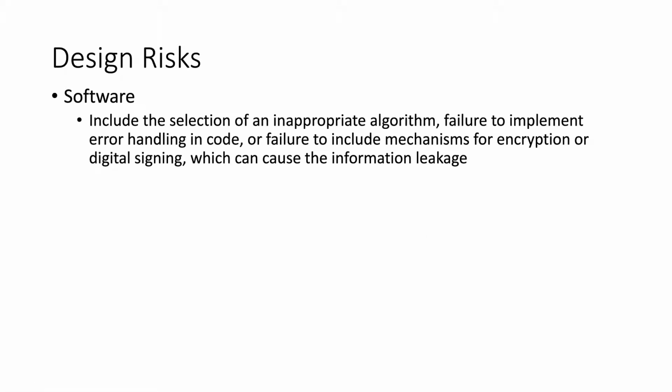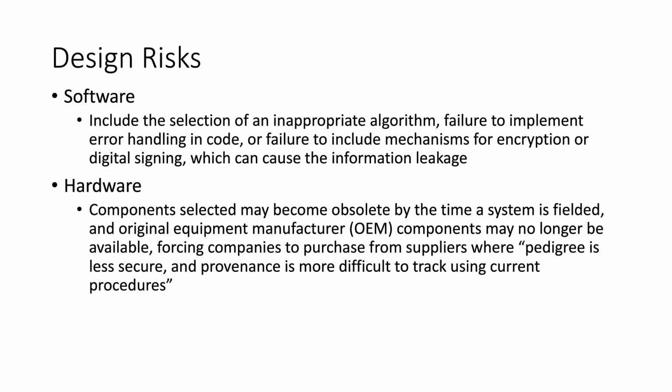And so we can break down the design risks according to software and hardware. For software, this might include the selection of an inappropriate algorithm, the failure to implement error handling in code, or the failure to include mechanisms for encryption or digital signing, which can cause information leakage. For hardware, components selected may become obsolete by the time a system is put into the field, and original equipment manufacturing components may no longer be available, forcing companies to purchase from suppliers where pedigree is less secure and provenance is more difficult to track using current procedures.